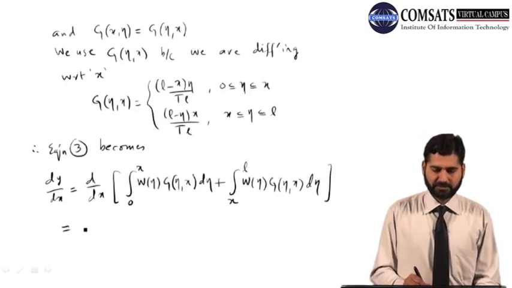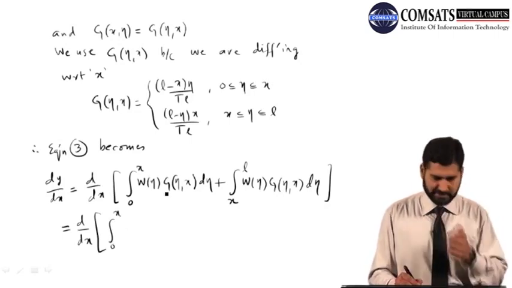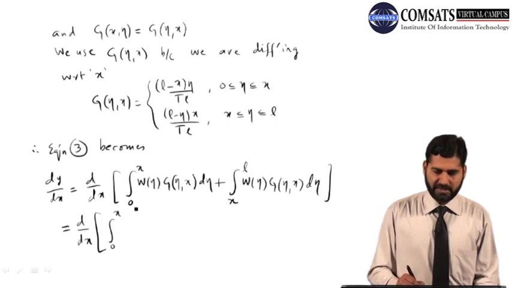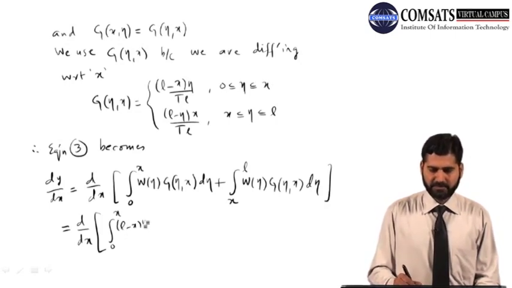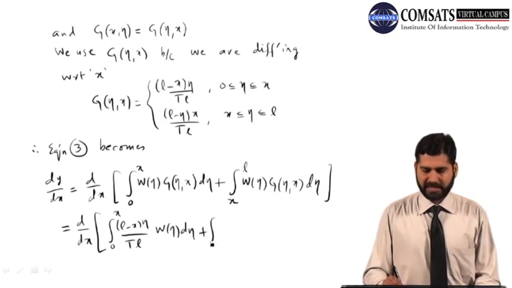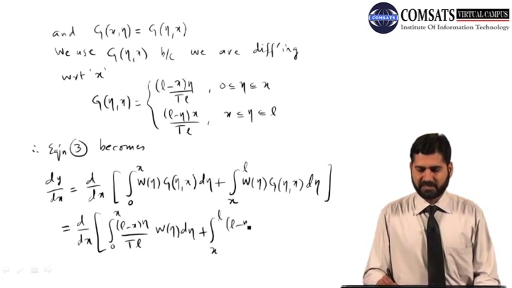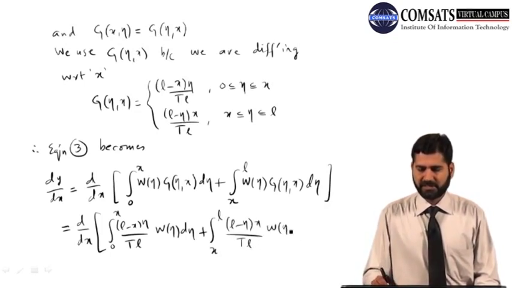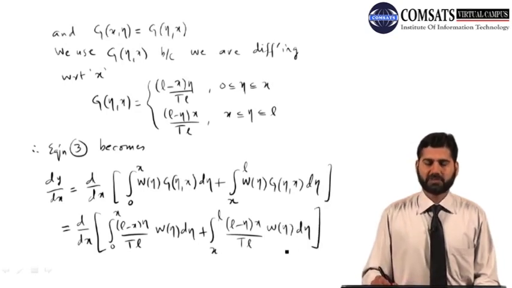All right. So 0 to x. What is g(x, η)? g(x, η) is (L minus x). So we broke it like this: the integral of w(η) dη from 0 to x, plus x to L, and from x to L this is our function. Our function is (L minus η) x by TL, and w(η) dη. All right, this is what we get.